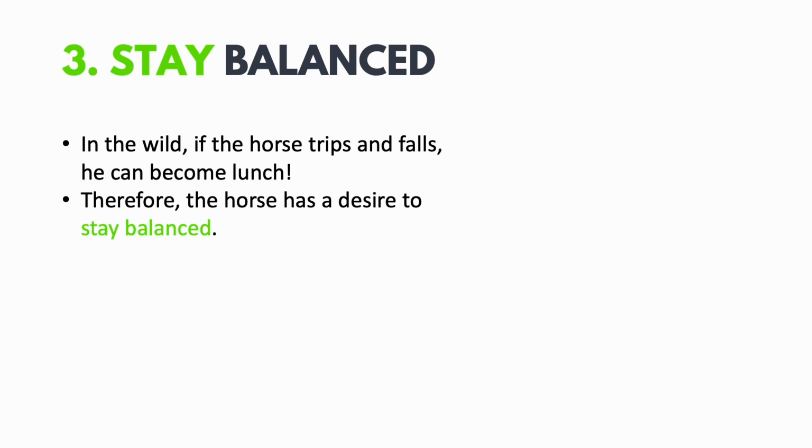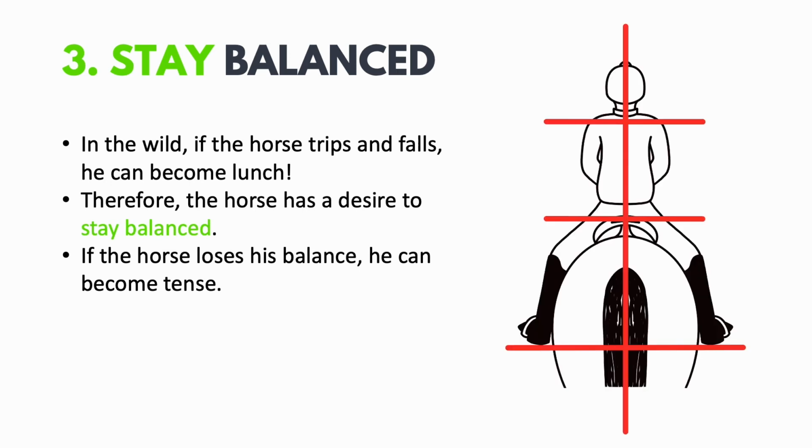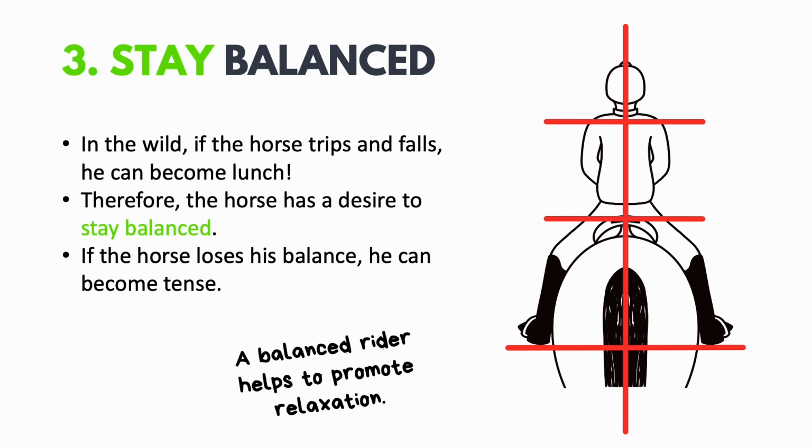Therefore, the horse has a desire to stay balanced, and if he loses his balance, he can become tense and worried. So if you're a balanced rider and you can help the horse stay balanced and you're not going to hinder the horse's balance in any way, then the horse is more likely to be relaxed. And this is because the horse feels secure and confident that he is going to stay upright on all 4 feet. And it also feels good to the horse to be balanced as opposed to unbalanced, therefore minimizing tension and increasing the likeliness of relaxation.